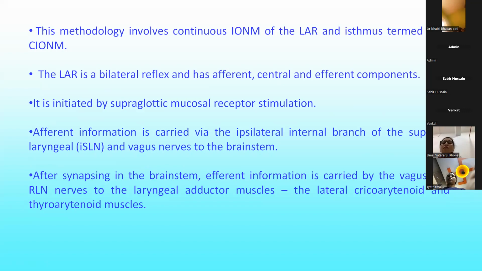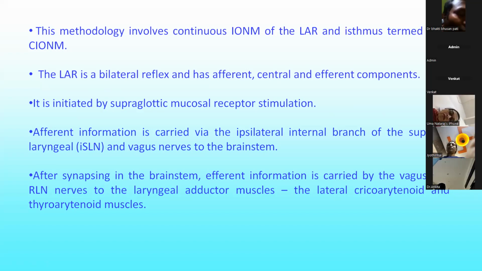It is initiated by stimulating the supraglottic mucosal receptors. That means we are stimulating afferently, and the information is carried via the ipsilateral internal branch of the superior laryngeal nerve and the vagus nerve to the brainstem. I'll show you the pathway. After synapsing in the brainstem, the efferent information is carried by the vagus and recurrent nerve to the laryngeal adductor muscles, that is the lateral cricoarytenoid and thyroarytenoid muscles.